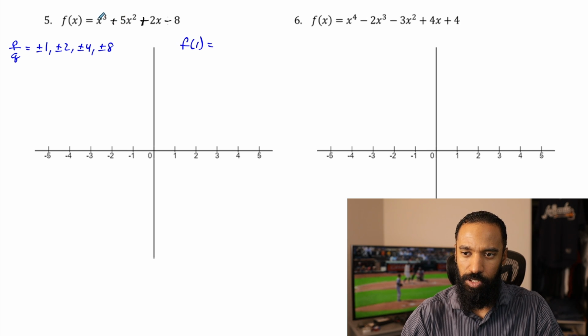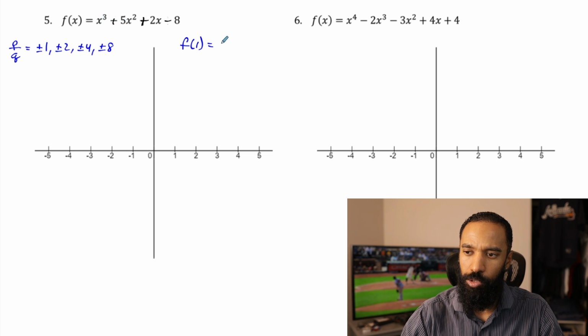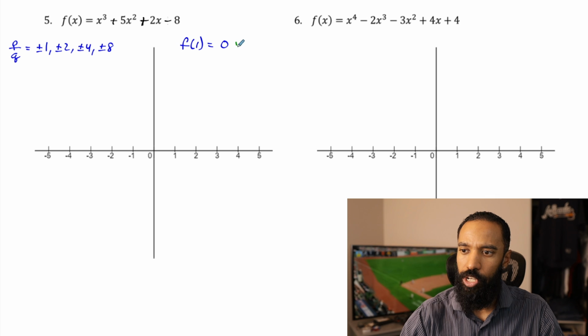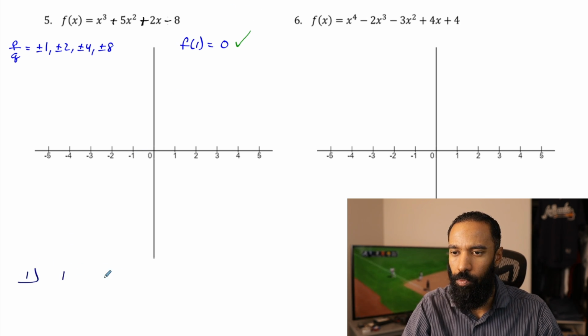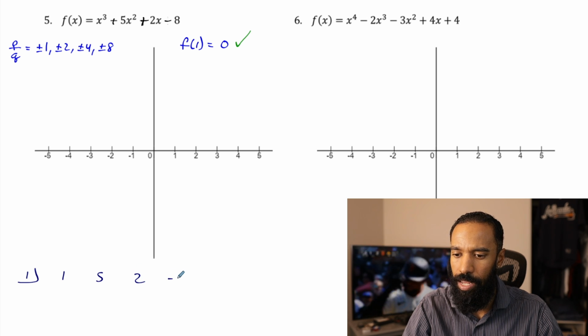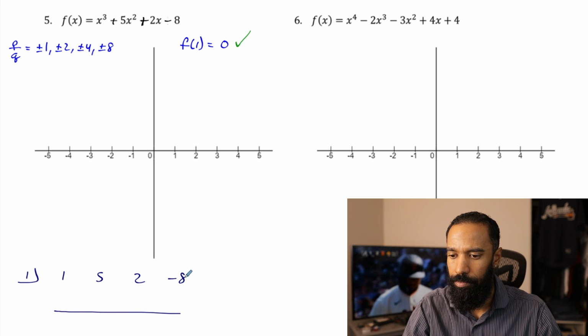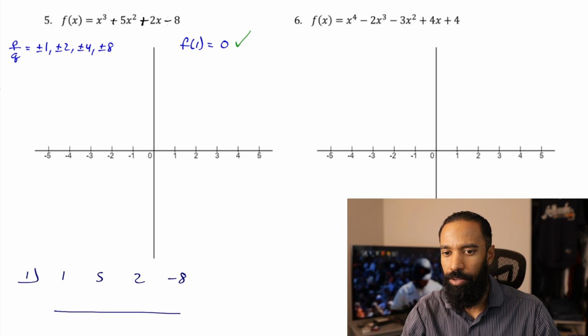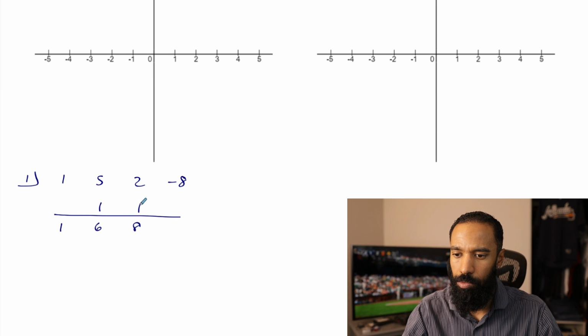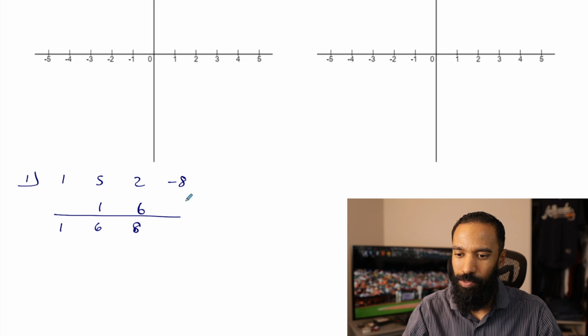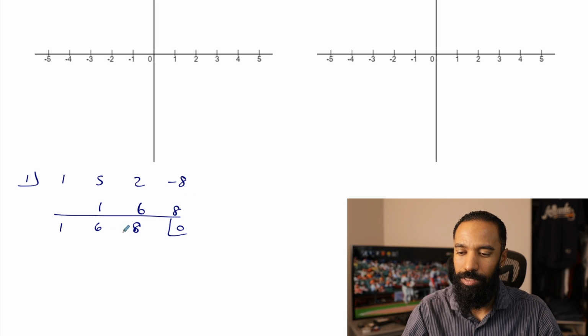And I think that gives us 0 right off the bat. 1 plus 5 plus 2 minus 8, that's 0. So that one checks out. So let's go ahead and do synthetic division on that guy right there. 1 with 1, 5, 2, and negative 8. Okay. And that'll give us here 1, 6, 8, 0.